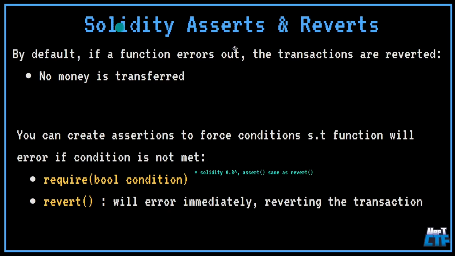So something else very important is that functions can fail, right? They can error out. But the way that Solidity works is that if a function fails, then the transaction is just reverted. So no money is actually transferred. It just doesn't add it to itself.